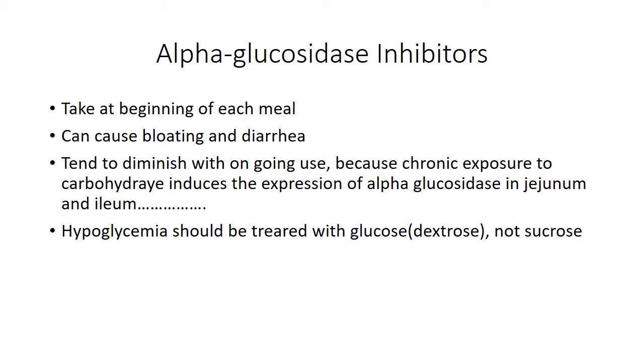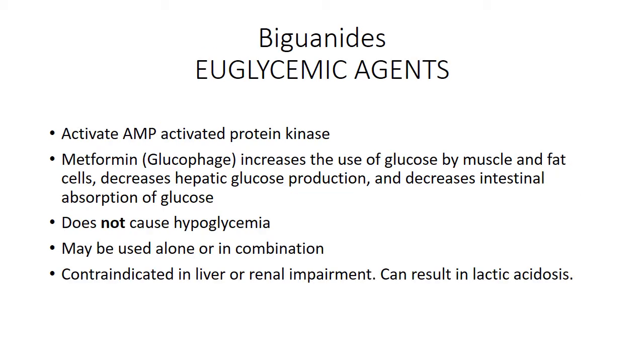Usually hypoglycemia with alpha glucosidase inhibitors does not occur if they are used alone, but it can occur if we are using these drugs with other antidiabetic drugs. So if it occurs, then hypoglycemia should be treated with glucose, that is with dextrose, not sucrose, because this glucose or dextrose is not inhibited by the alpha glucosidase inhibitors.